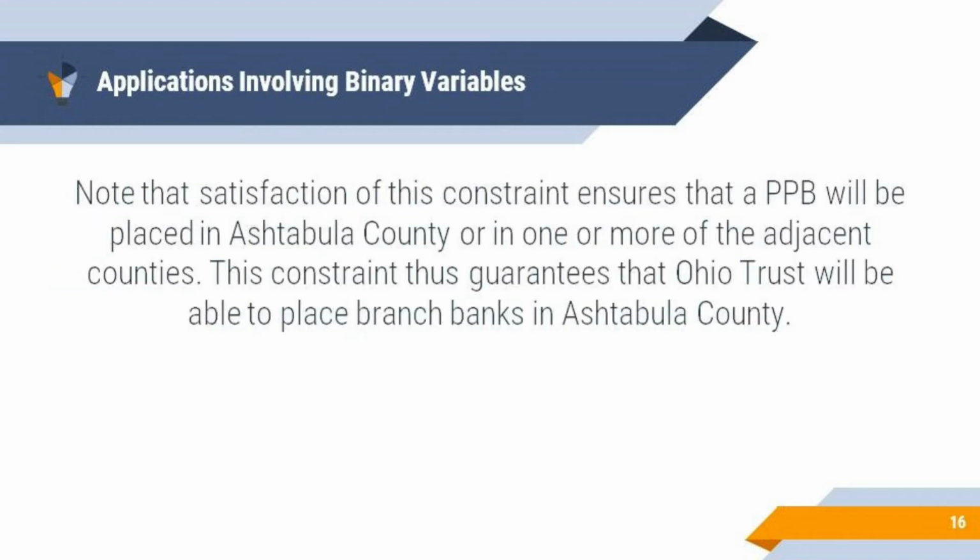Note that satisfaction of this constraint ensures that a PPB will be placed in Ashtabula country or in one or more of the adjacent countries. This constraint thus guarantees that Ohio Trust will be able to place branch banks in Ashtabula country.